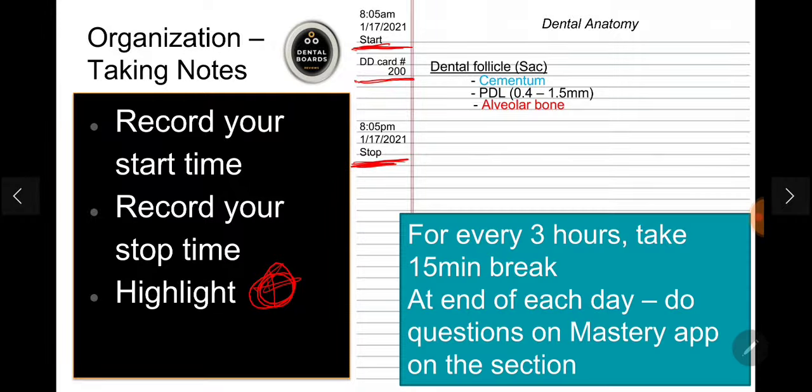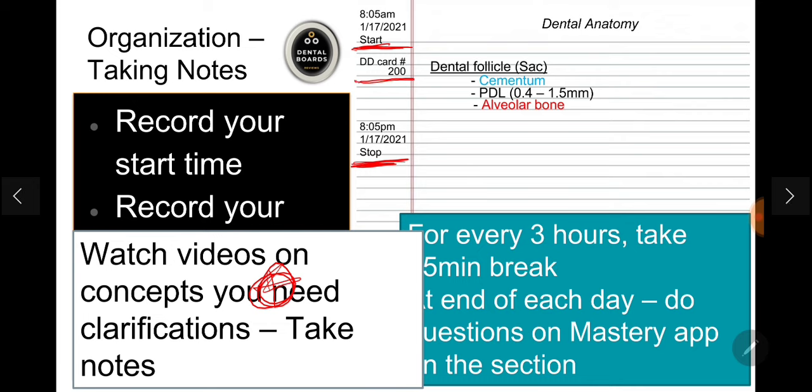And then for every 3 hours that you study, take a 15-minute break. Walk around, talk to somebody, have a discussion. Once it's done, at the end of each day, as I said, do the questions in the Mastery app section before you go to bed. It helps every day. Don't go to bed without testing yourself with quizzes. Test yourself on what you just reviewed. Don't take a quiz on something you haven't reviewed already, because that's going to increase your anxiety when you get a bad score. Make sure you quiz on the things that you just studied.